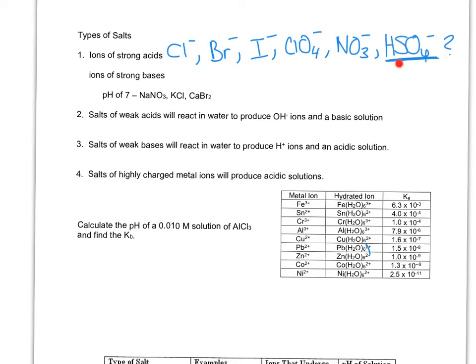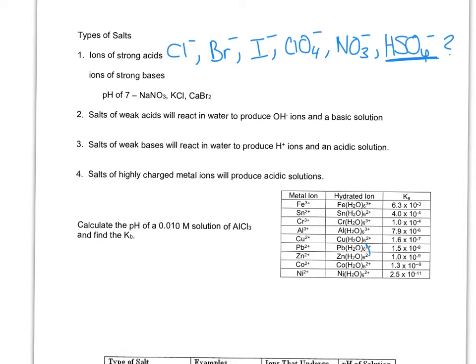So it will never combine with an H plus to form H2SO4 because that's a strong acid. However, because this has an H in it, there's no reason why that would not undergo hydrolysis to give off an H plus to form SO4 2 minus. So it could undergo hydrolysis the other way by actually giving off an H plus as opposed to gaining an H plus. So that one's a little bit iffy. When you see it, you don't say that it's neutral. You kind of have to investigate a little more.